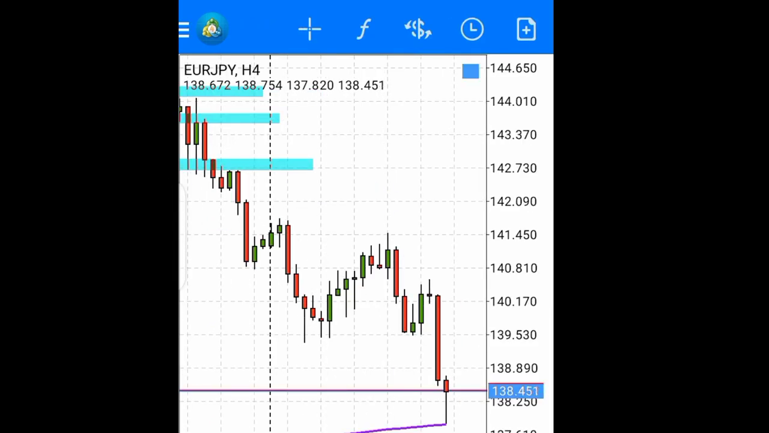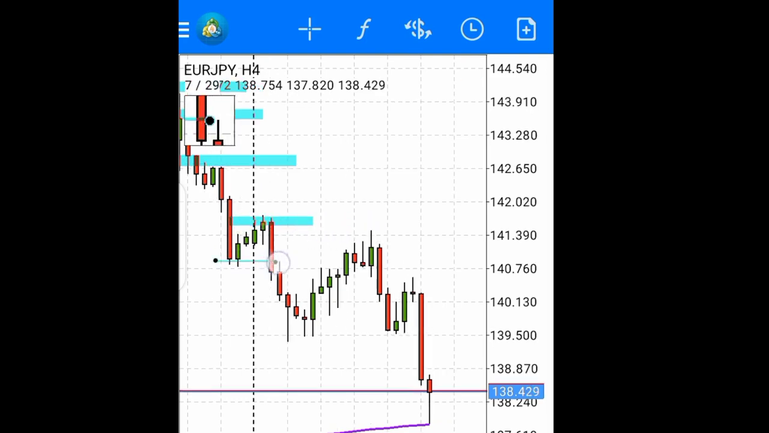You can always note some of these levels by the change in direction experienced in those places, and also by the presence of wicks in the candlesticks. This is the low.